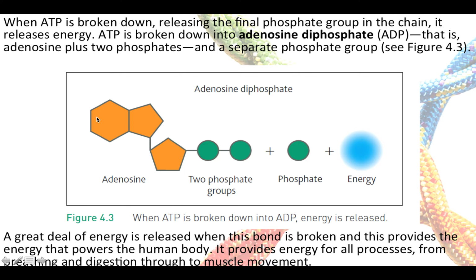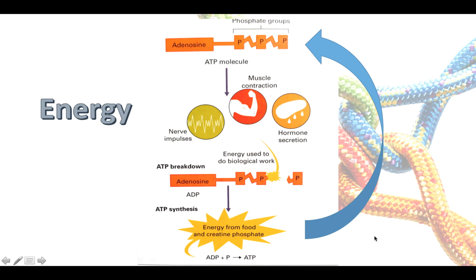That there is what we consider creating the energy that we use. So here you can see it. The adenosine with the two phosphates plus the phosphate that was broken down equals energy. All right, now this resynthesis from adenosine diphosphate needs to happen in order to continue to produce more ATP. So once we resynthesize this lonely little phosphate here, then we can break it down again, reuse that phosphate. So a great deal of energy is released when this bond is broken, and this provides the energy that powers the human body. This image is from your book, from Mesros.